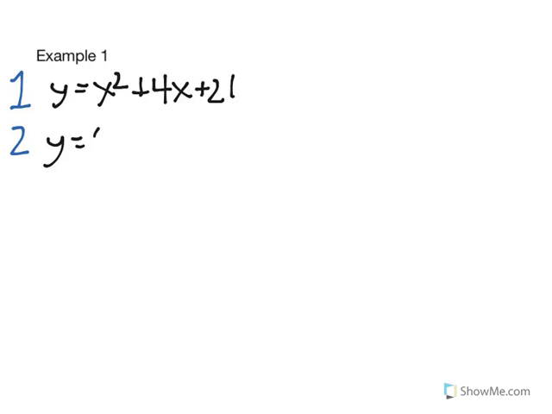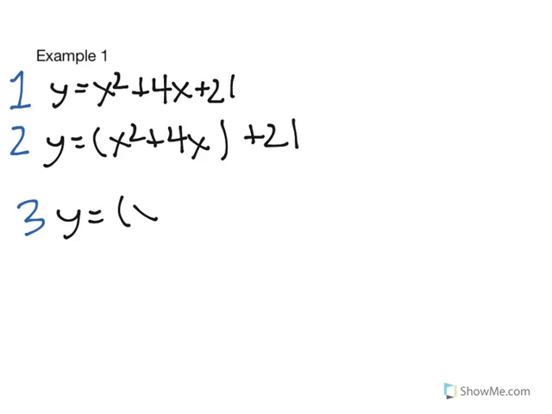For our first example, we will do y equals x squared plus 4x plus 21. So that's our first step. We're given the quadratic equation. The second step, we're going to need to put x squared plus 4x in parentheses. For our third step, we're going to need to complete the square, and to do that we need to expand the parentheses. And this will just help us simplify so we can add the value in later.